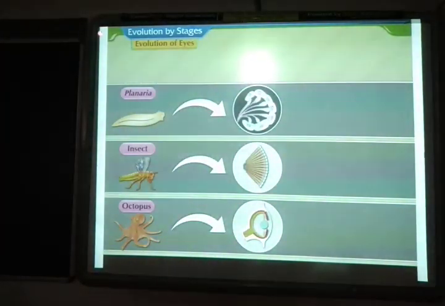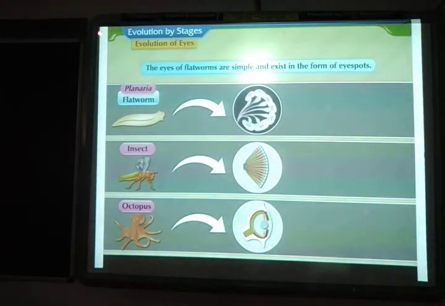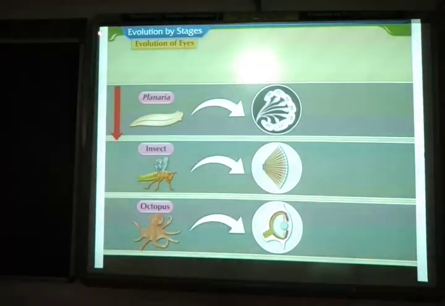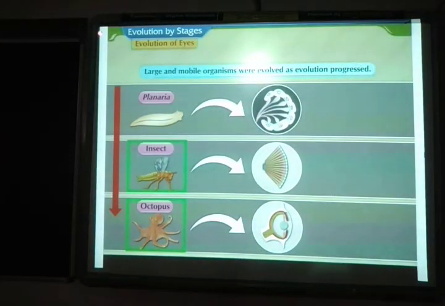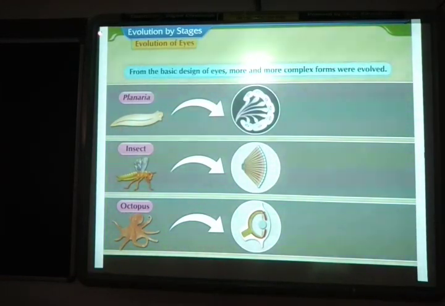Consider the example of flatworms. Flatworms are small invertebrates. The eyes of flatworms are simple and exist in the form of eye spots. Eye spots are light-sensitive cells which can detect light. As evolution progressed, comparatively large and mobile organisms evolved. Most of them were predators and required better vision for the purpose of predation. Hence, from the basic design of eyes, more and more complex forms evolved.